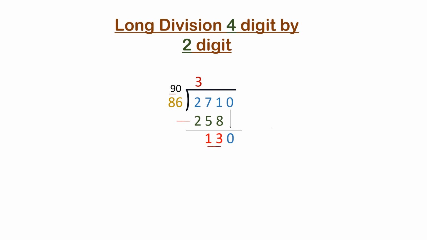Again I am taking 13 for the estimation. 9 goes 1 time to 13, hence 86 times 1 gives the close value, which gives the difference 44, which is also a remainder.